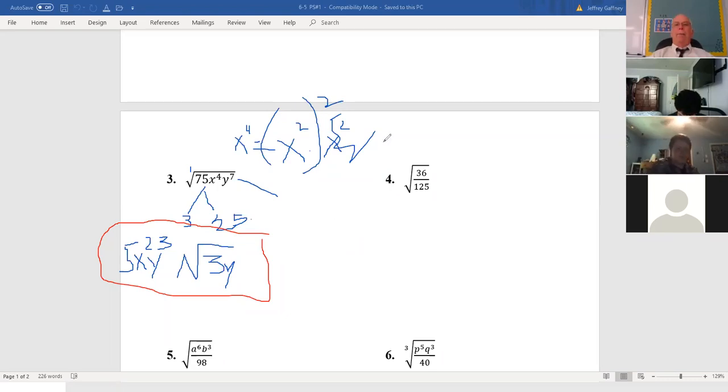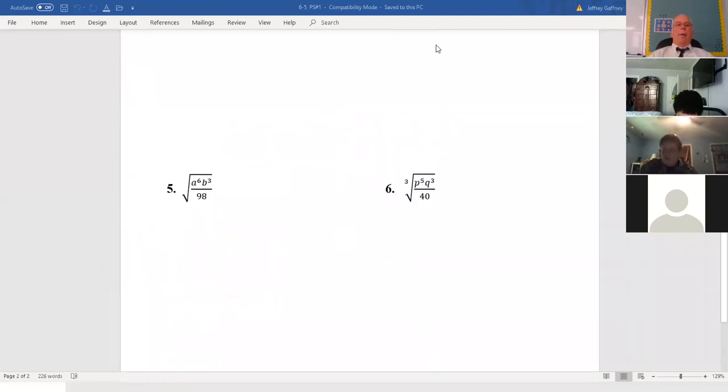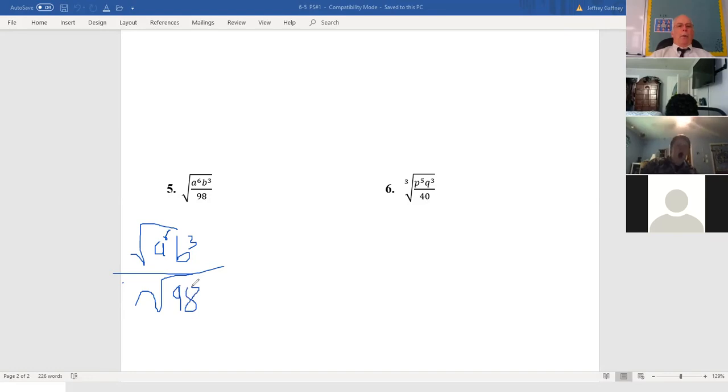All right, last one. Okay. Now, I think this one would be wise to rewrite as separate things. a to the 6th over b to the 3rd, and we're taking square roots because there's nothing there, over 98. And look at them, kind of compartmentalize and look at them somewhat independently and separately.